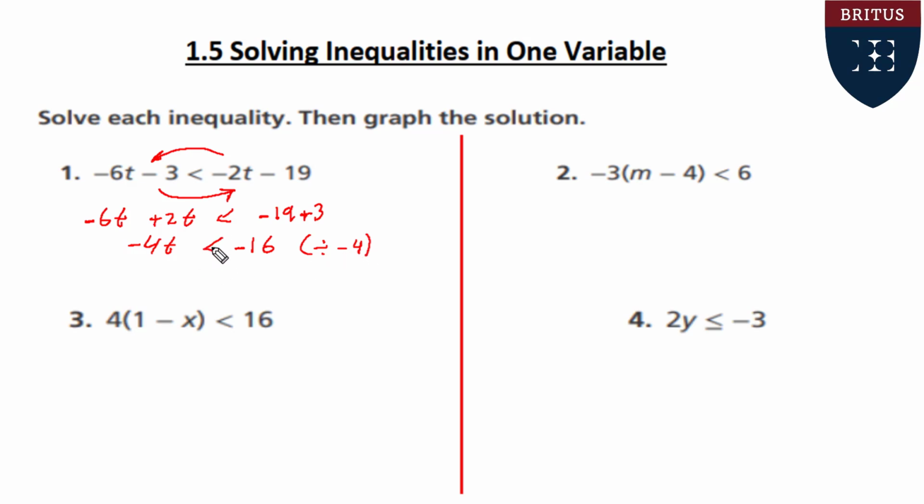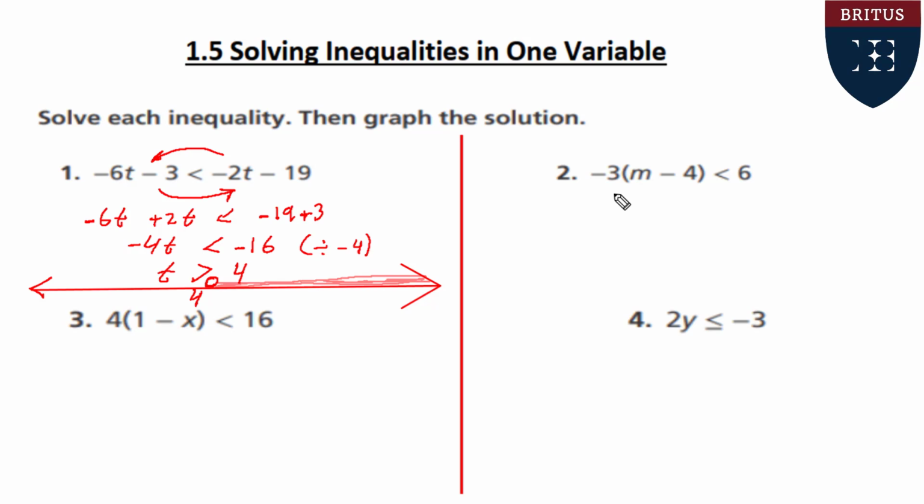Don't forget, guys, to reverse the inequality sign. So, negative 4t divided by negative 4 is equal to t, and negative 16 divided by negative 4 is equal to 4. So, what's the solution of the inequality? It is all real numbers greater than 4. Put 4 and put an unshaded circle and shade all the real numbers to its right. Now we can shade to the right of 4.